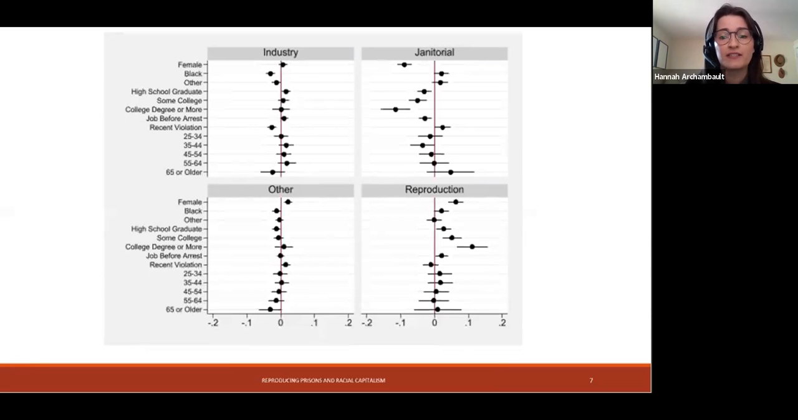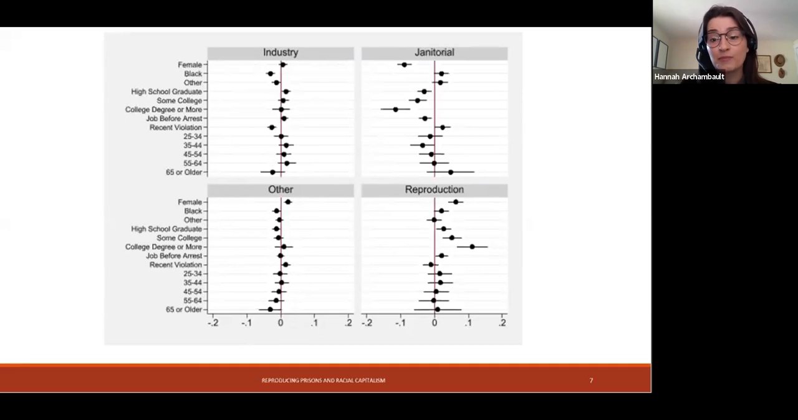For reproductive and affective jobs, I'm going to skip over other because not a lot happens there and we don't really know what it is. So not really relevant at this moment. In terms of reproductive and affective jobs, you'll see that women are more likely to have jobs in this category, as are Black incarcerated workers. Workers with higher education were also more likely to have reproductive or affective jobs. So overall, there were no surprises here. It reflected what we saw in the raw data.